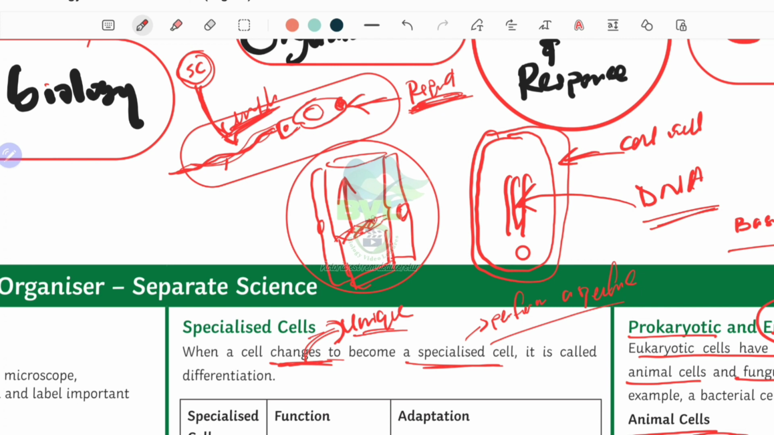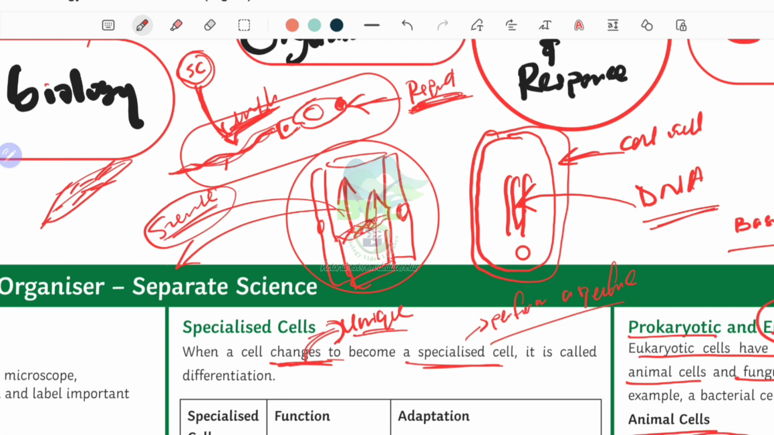While the sieve element in the phloem is adapted to do what? To transport manufactured food, which is sucrose in this case, and amino acids. Bear in mind that what you form on the leaf of the plant is glucose during photosynthesis, but what is being transported is sucrose. So what you expect to find in the sieve element of the phloem is sucrose. Please bear that in mind, okay?